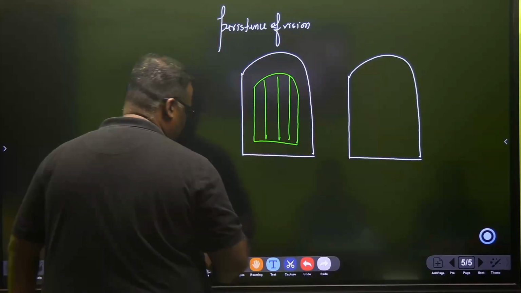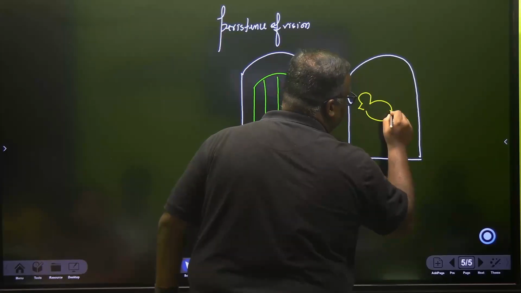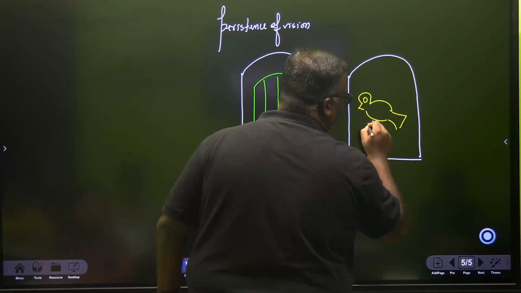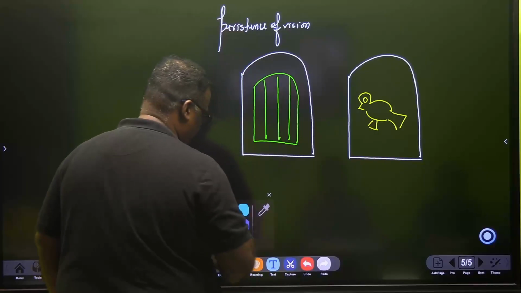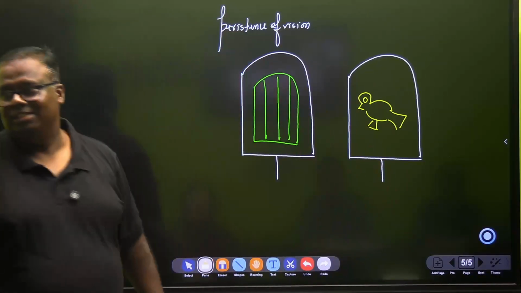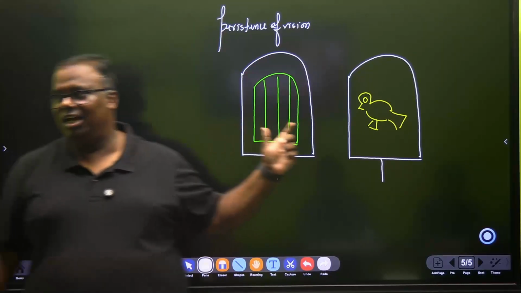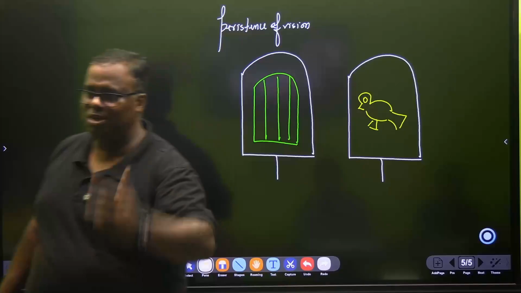ठीक है? और साइड बी में मैं बनाता हूं प्यारा सा नन्हा सा एक पंछी। ठीक है? अभी भी समझ में नहीं आया किसी को तो साइंस म्यूजियम नहीं जाते हो। On one side, what do I have? Cage. On the other side, I have bird. अब इसको रोटेट करो, तुम्हारी आंखों के सामने तुम क्या देखोगे?